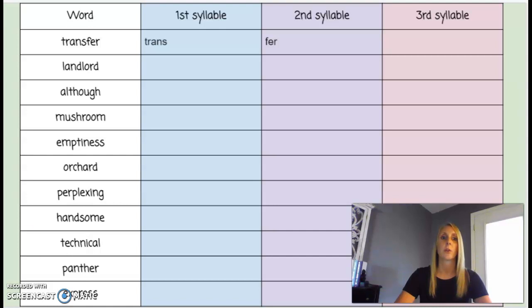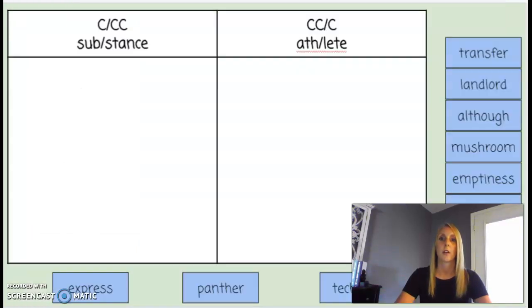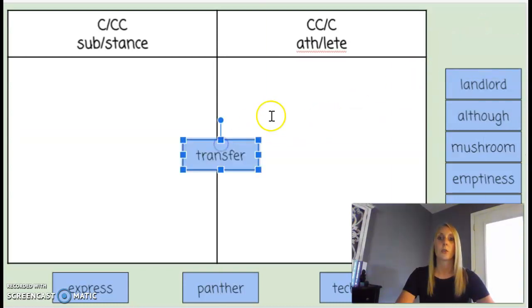After you have done that, you will go to the second slide. On the second slide, you will drag each word to the correct column depending on how the consonants were separated in the syllables. So over here, I see the word that I just did on the other slide, transfer. I know that transfer, I separated it between the S and the F, which I can see here there are two consonants in the first syllable, and then there is only one consonant in the second syllable.